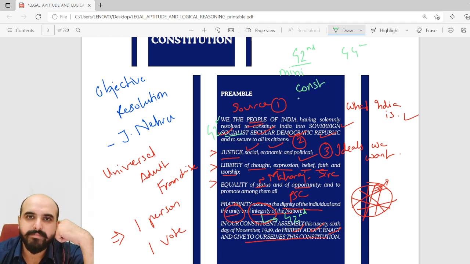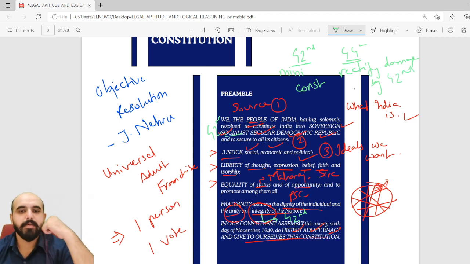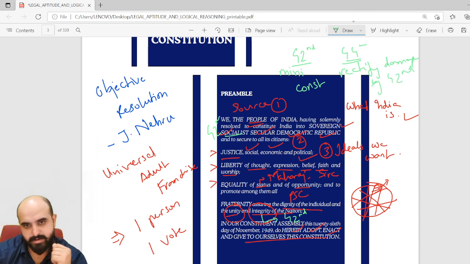You will find a lot of MCQs here. The 44th Amendment basically came to rectify damages done by the 42nd Amendment. Pardon my handwriting, I know it's bad. Okay guys.